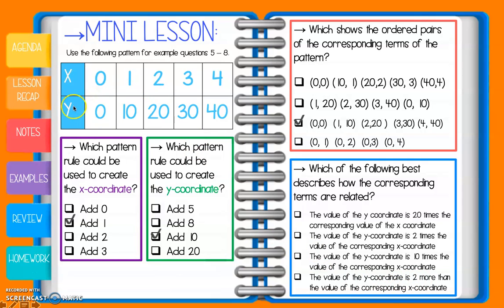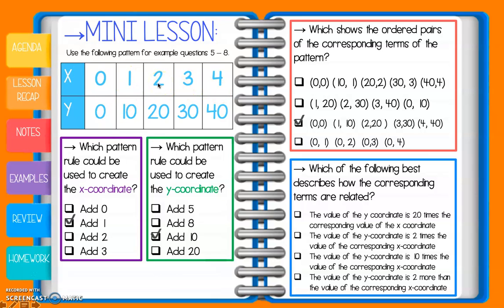So now we're going to analyze the relationship between my x and my y. I've got to figure out what's happening to this x value every single time to get it to become the y value. So to get from 1 to 10, I know that I could add 9, or I could multiply by 10. Now one of those rules is going to fit the rest of the table.